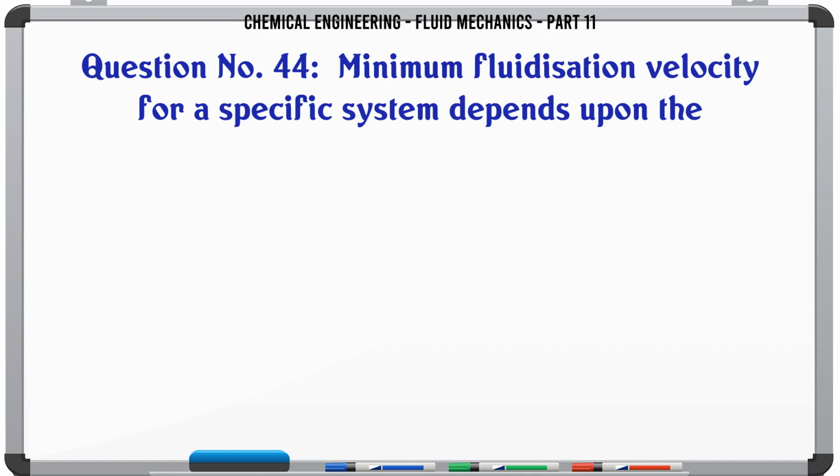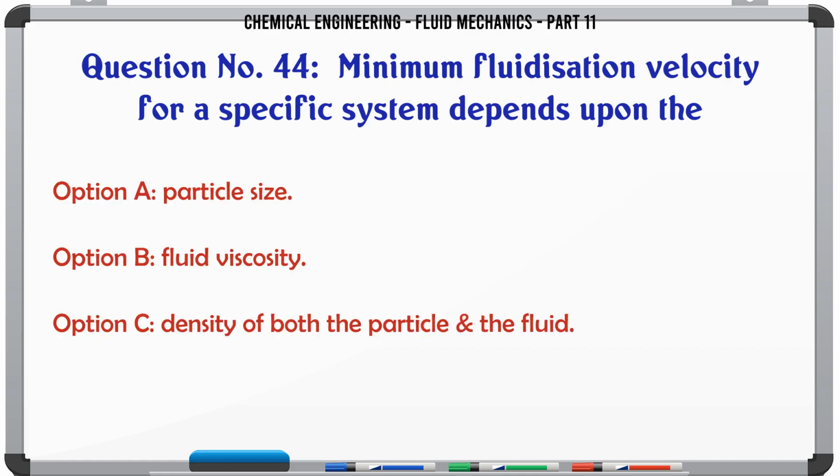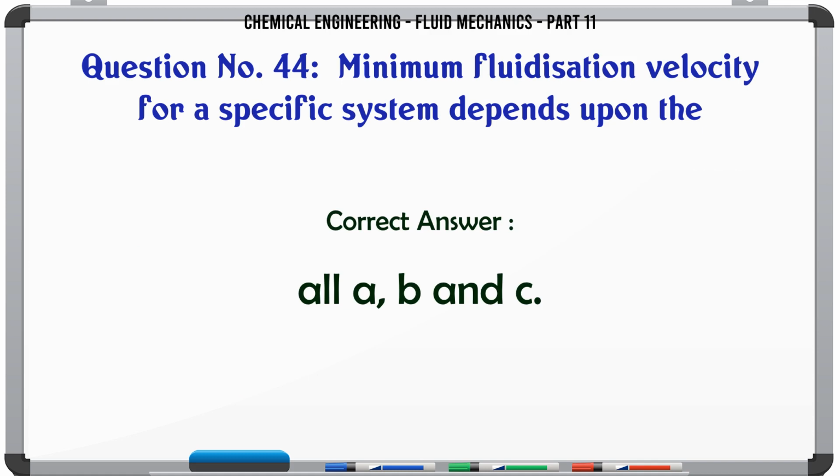Minimum fluidization velocity for a specific system depends upon the A. particle size, B. fluid viscosity, C. density of both the particle and the fluid, D. all A, B, and C. The correct answer is all A, B, and C.